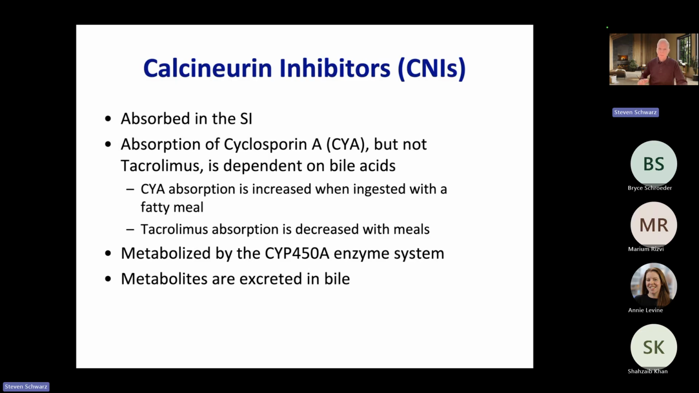The calcineurin inhibitors are absorbed in the small intestine. Keep in mind that the absorption of cyclosporin, but not tacrolimus, is dependent on bile acids. Another reason why tacrolimus would be preferred. Cyclosporin absorption is increased when ingested with a fatty meal. Tacrolimus absorption is decreased with meals. Both of these drugs are metabolized by the cytochrome P450 system, and their metabolites are excreted in the bile.